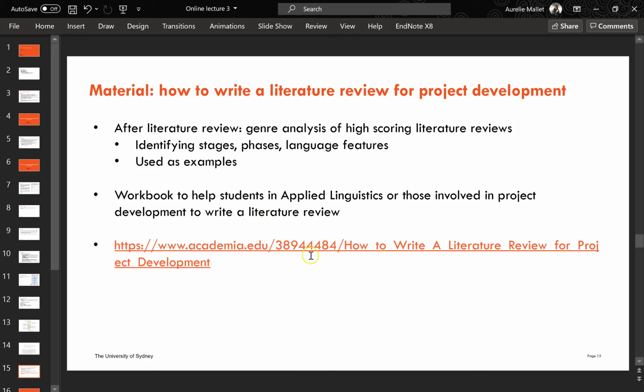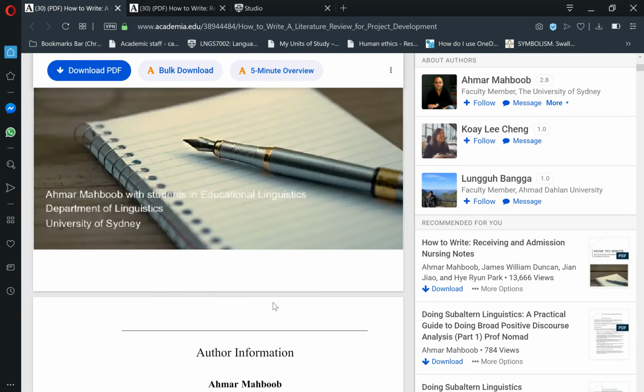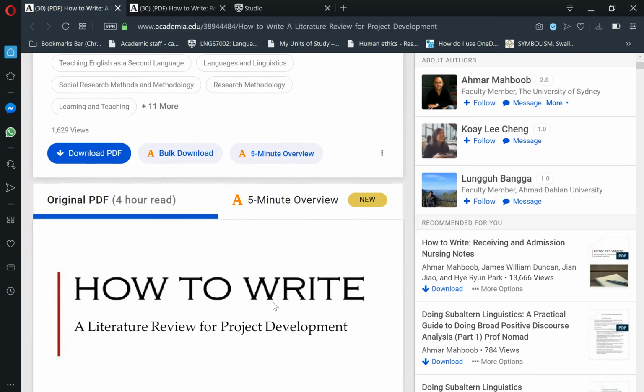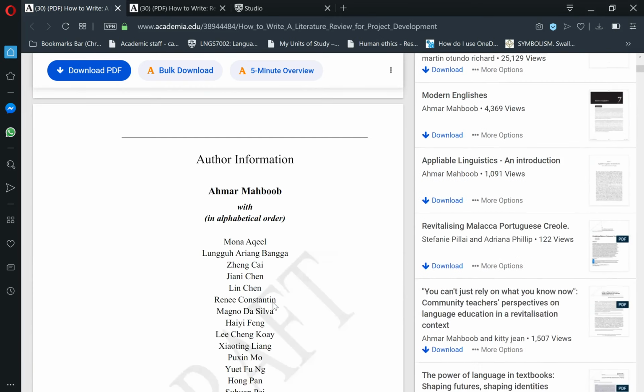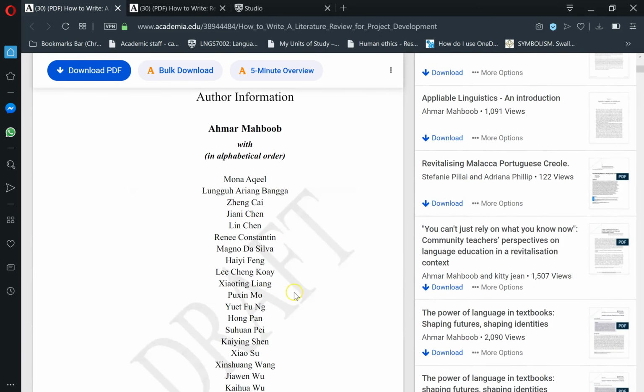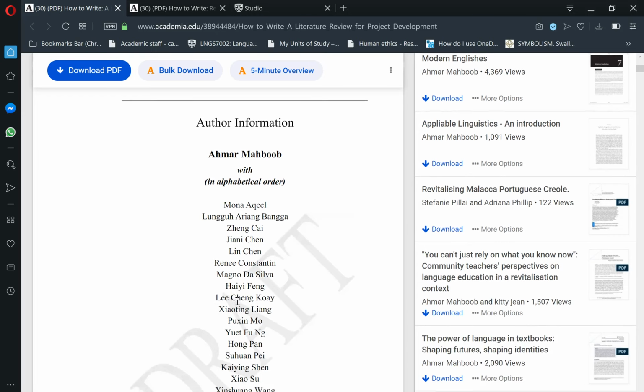So I wanted to show you guys what the workbook looks like. You can have a look in your own time as well. I've put the link here, so let's just go to that. It's on academia.com, so anyone can access this. I think you just have to sign up for it. So here it is: how to write a literature review for project development. And as you can see here, this was a collaboration of everyone in the educational linguistics course.